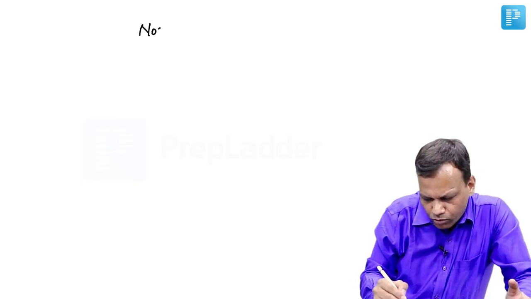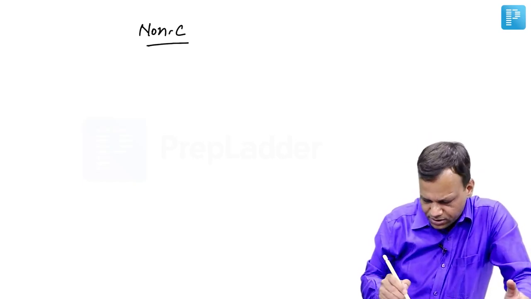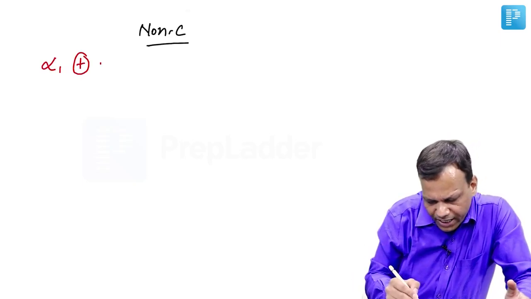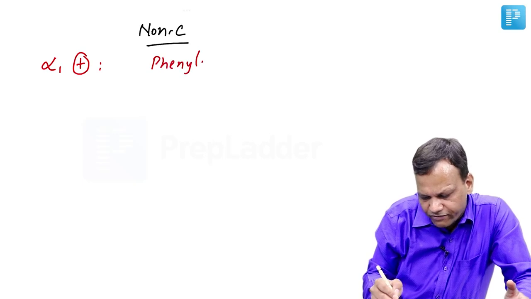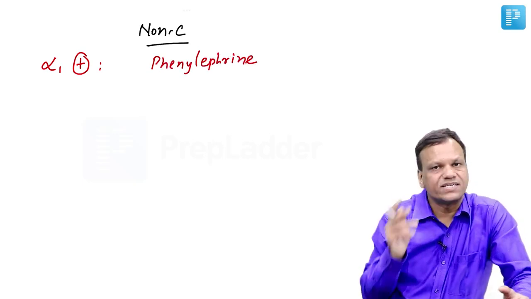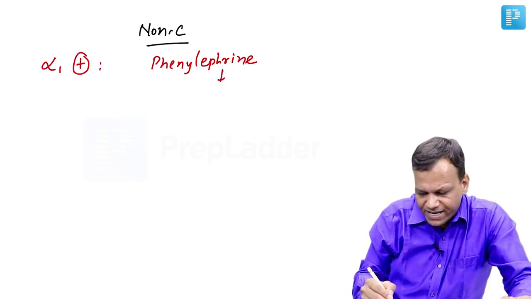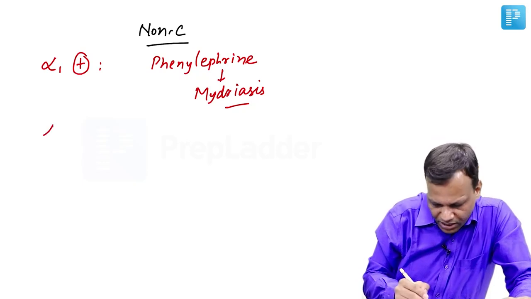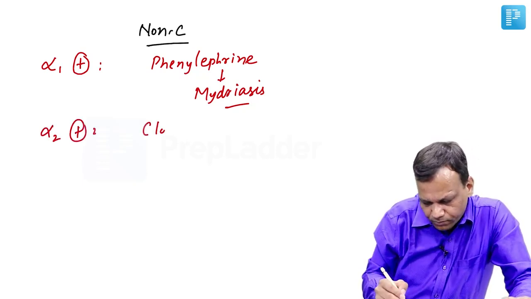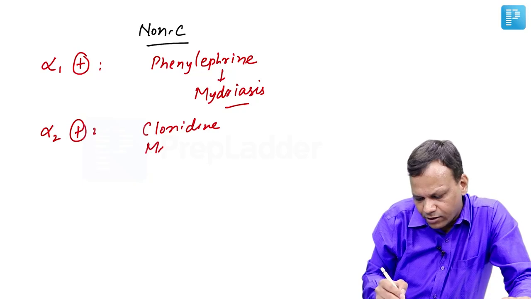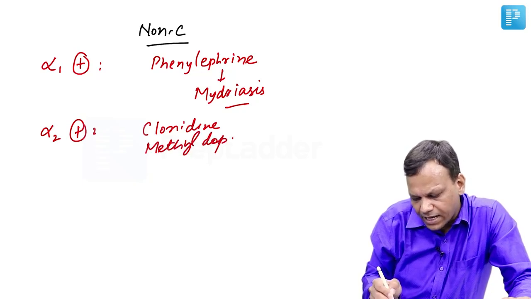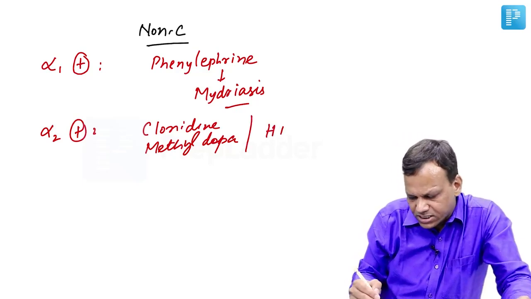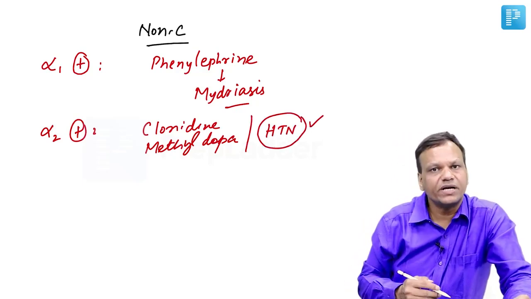So now we will quickly move to the non-catecholamine group of sympathomimetic drugs. In the non-catecholamine group, we have alpha 1 agonists, drugs stimulating alpha 1 receptors, like phenylephrine. Phenylephrine is commonly used as eye drops. It causes mydriasis. The important thing is it causes mydriasis without cycloplegia, only mydriasis. Then we have drugs stimulating alpha 2 receptors like clonidine and methyldopa. These drugs act like a brake. Alpha 2 is a brake. So they decrease the sympathetic activity, so they decrease the blood pressure. So they are used for treatment of hypertension.